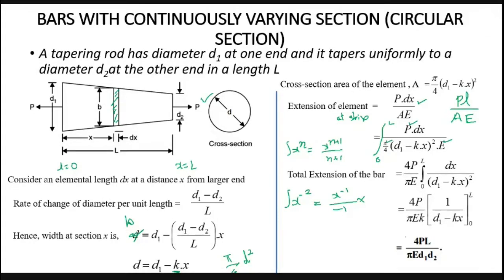If I want, I will do it. So 4P by pi E k, where k is d1 minus d2 divided by L, into L, minus 1 by d1. You'll get something like this. When you solve this, you'll get 4PL by pi E d1 d2.